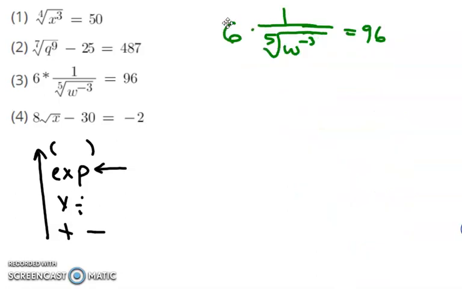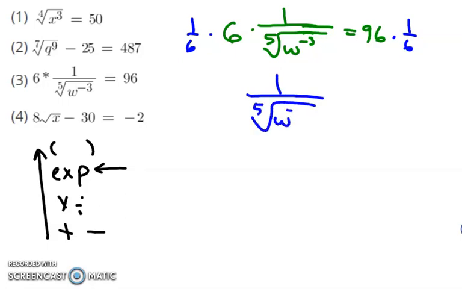Alright, so problem number 3, we have a multiplication problem to undo. So I would multiply both sides by 6, or divide both sides by 6, or multiply both sides by the reciprocal of 6, which actually might look a little nicer since we're starting with a multiplication problem to a fraction. So 6 times its reciprocal, that's 1, so it's going to leave me with a fraction of 1 over the fifth root of w to the negative 3. And 1/6 times 96, or 96 divided by 6, is 16.